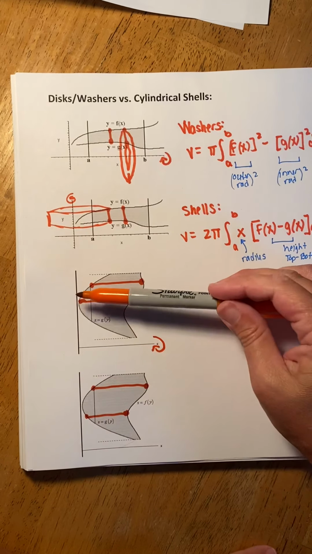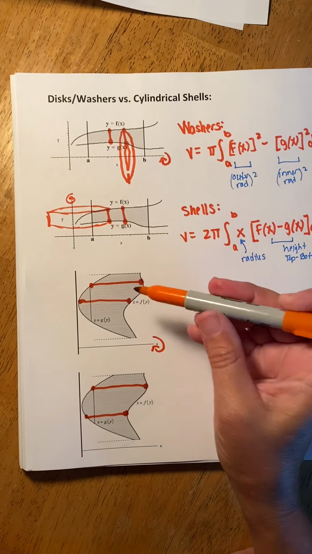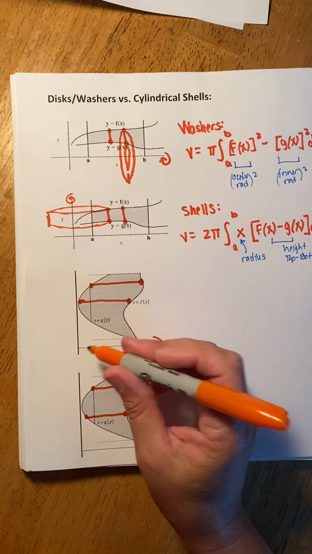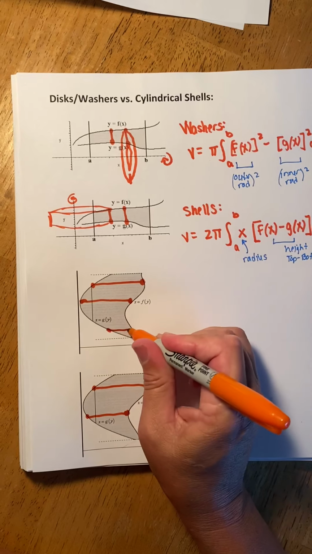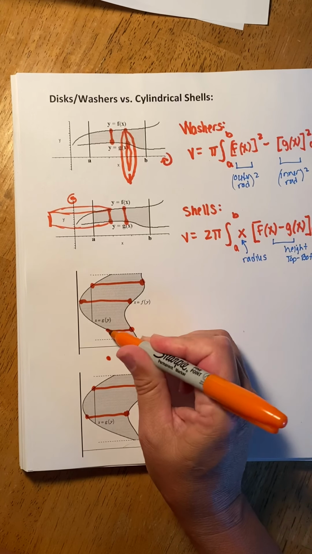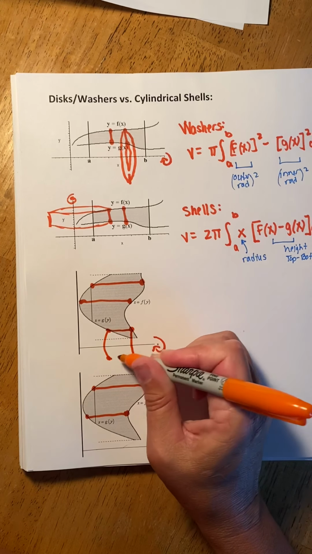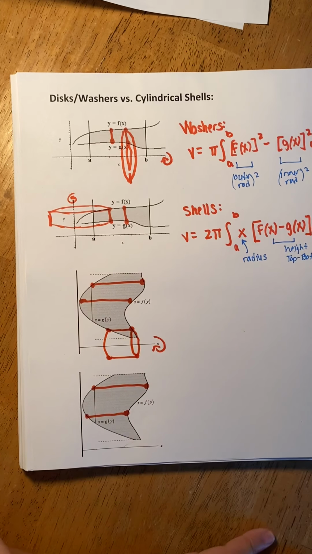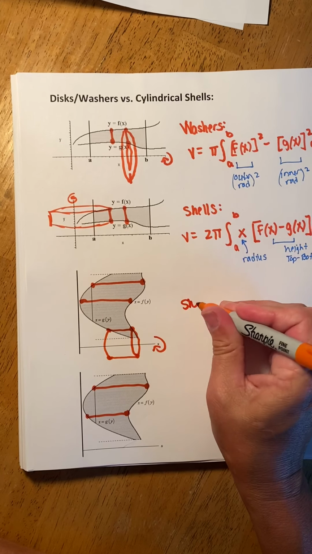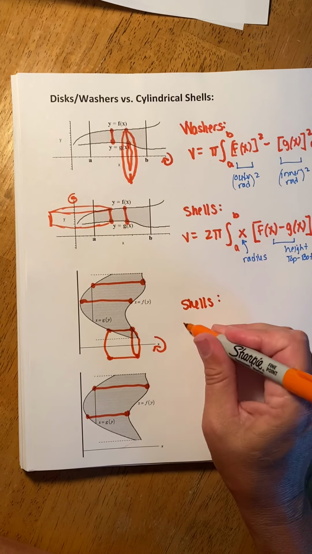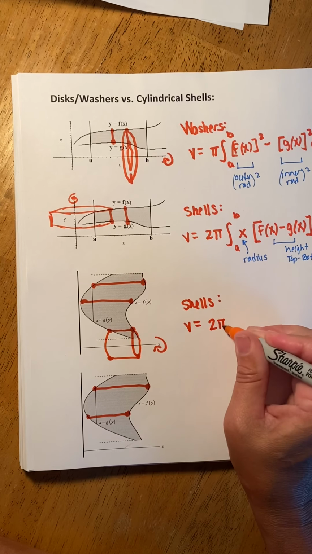Well, imagine taking one of these lines and rotating it horizontally. Can you see that we'd get that sort of tin can? I ran out of room down here. Here, I'll do one here, right? And we would get something like this, right? So we'd get a tin can. So this lends itself to shells. So the volume would be 2 pi.